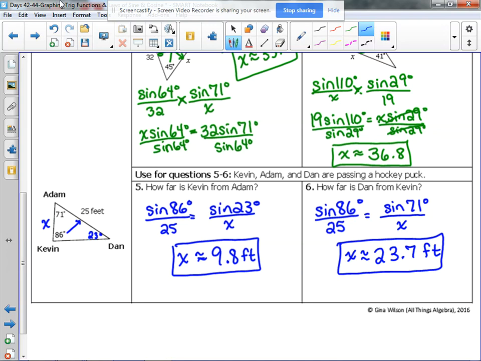So if we look at the three measurements we have here, 25 is the longest one, 86 is our biggest degree measure. So that checks out. 9.8 is the shortest distance. That was the distance from Kevin to Adam. It is across from the smallest angle of 23 degrees, and then obviously the 23.7 fits right there in between, and the 71 is between those two angles. So use that as a way to check yourself when you do these problems, just to make sure that you set everything up correctly.